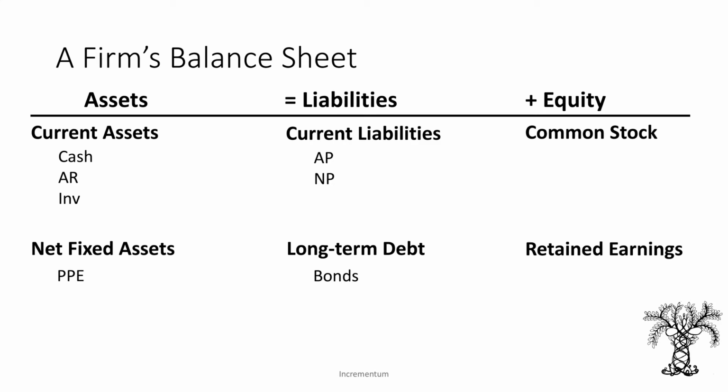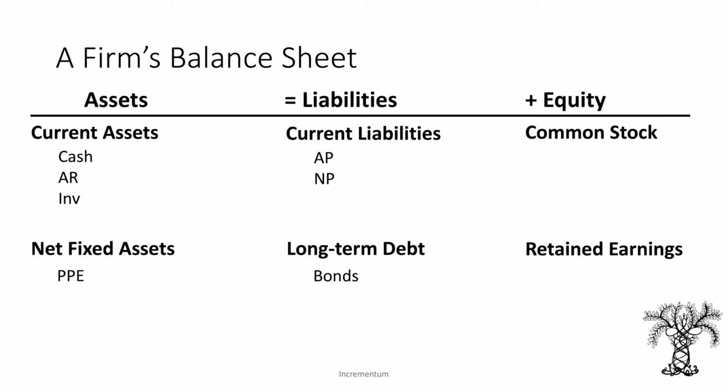So you'll start with your basic balance sheet equation, assets equals liabilities plus equity. Assets will be broken into current assets and net fixed assets. Liabilities will be broken up into current liabilities and long-term debt, and equity will be broken up into common stock and retained earnings. Current assets, you'll generally see cash and cash equivalents, accounts receivable and inventory. Net fixed assets, you'll generally see plant, property, and equipment.